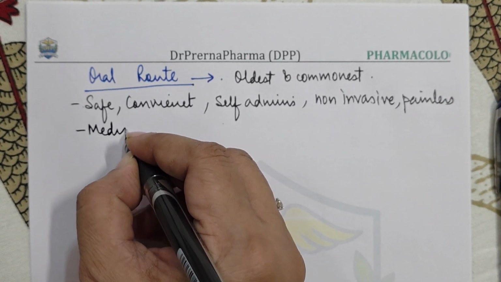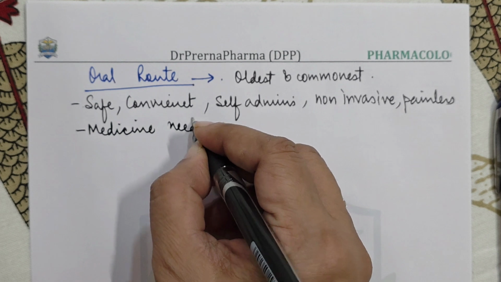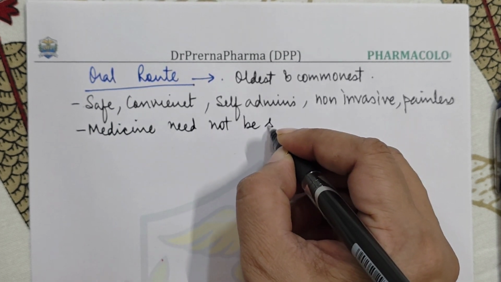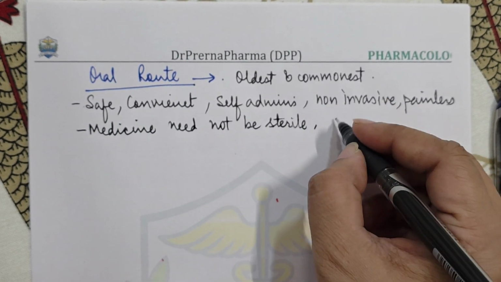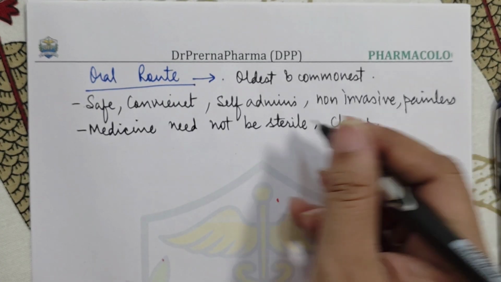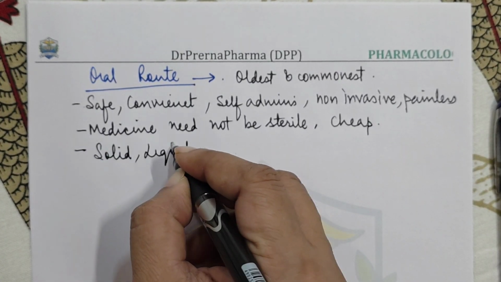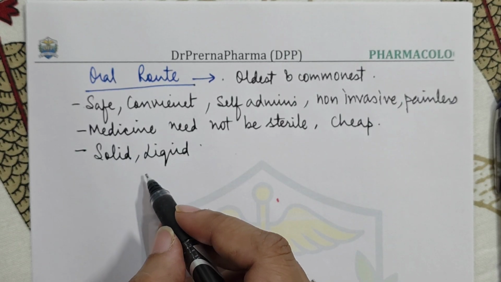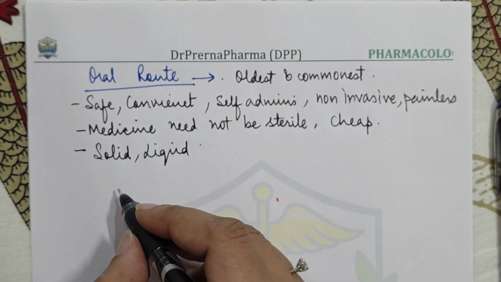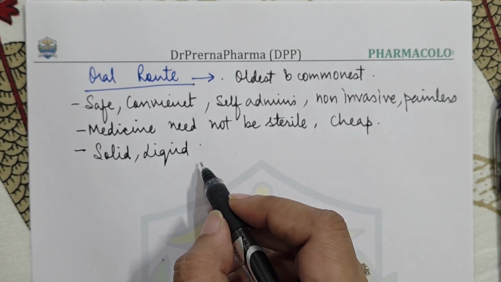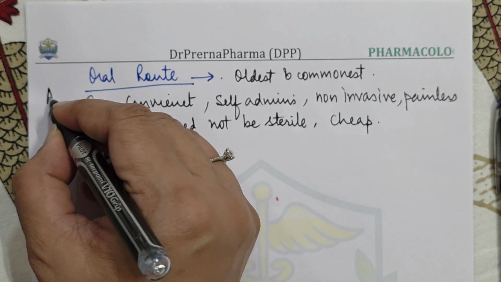The medicine need not be sterile, right? And so it is cheap also. Through this route, we can give solid dosage forms, we can give liquid dosage forms, right? So in solid dosage forms we have tablets, capsules, powders, and in liquid dosage forms, syrups, suspensions, emulsions, mixtures. So these were the advantages.